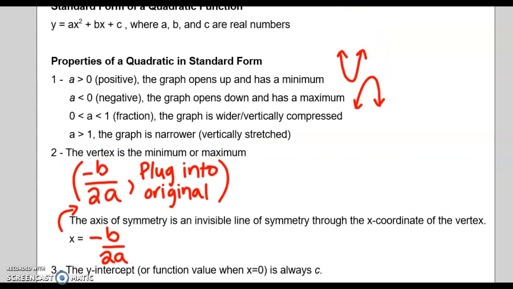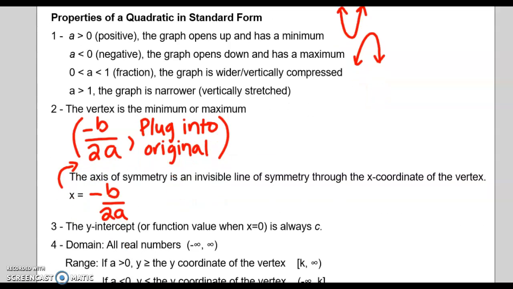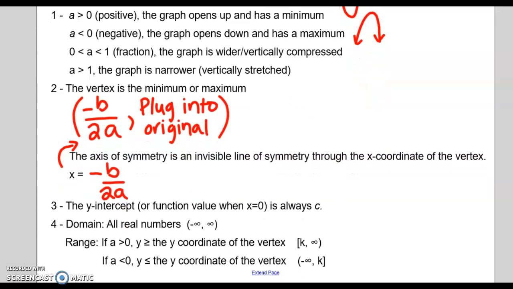In standard form, something interesting and special about standard form, the y-intercept, or where it crosses the y-axis, is always c, the number in the very back. So that's always going to be the y-intercept. And then domain and range, the domain for all quadratics is all real numbers, or negative infinity to infinity.